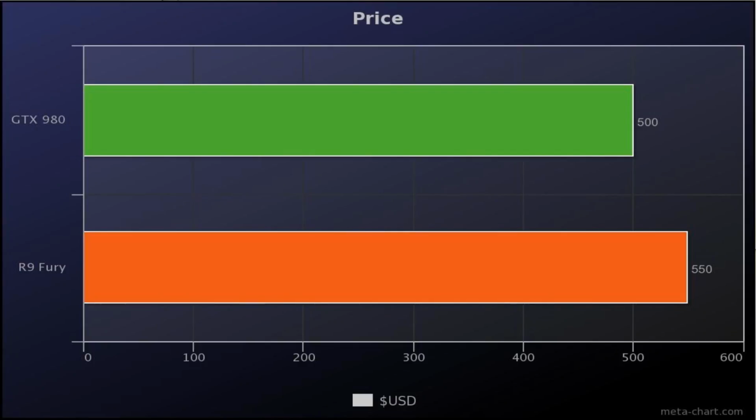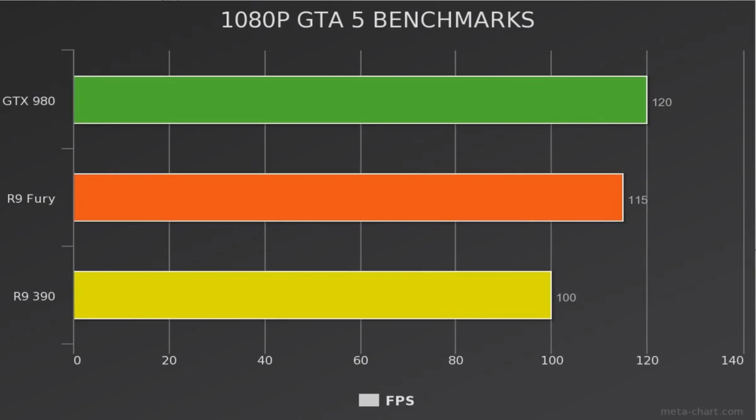Anyways, now for the price, I can tell you $550 is for the R9 Fury and $500 is for the GTX 980. Now these are the 4 units benchmarks done in full HD 1080p and 4K resolution. Now one of the best games on PC available right now, GTA 5, not my taste anyway. R9 Fury on very high setting at 1080p gets 115 frames per second, GTX 980 120 frames per second, and then R9 390 100 frames per second.